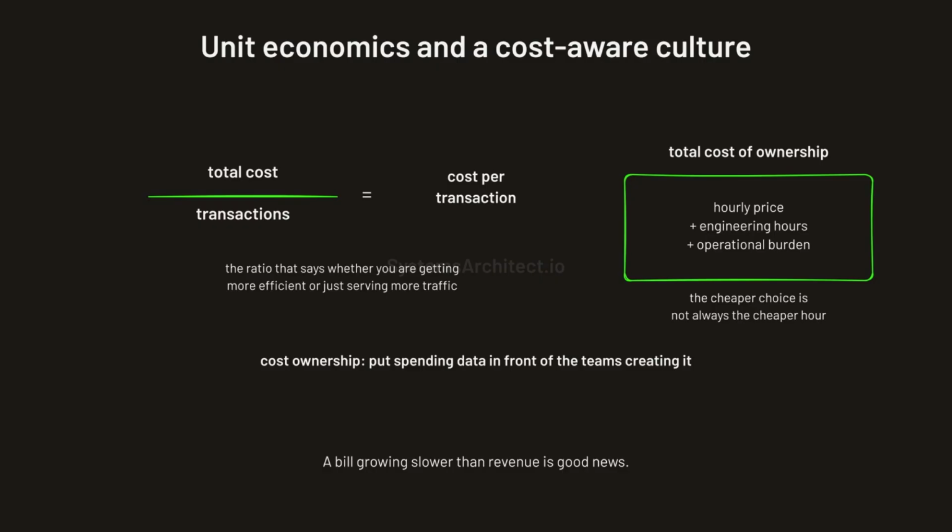Total cost of ownership widens the frame further. It counts engineering hours and operational burden alongside the hourly price. A managed database costing more per hour but removing a week of patching is usually cheaper. The cultural half of this is cost ownership. Engineers who never see the price of their choices cannot optimize them. Put spending data in front of the teams creating it. One expense intentionally is continuous because every price change reopens a decision you already made.